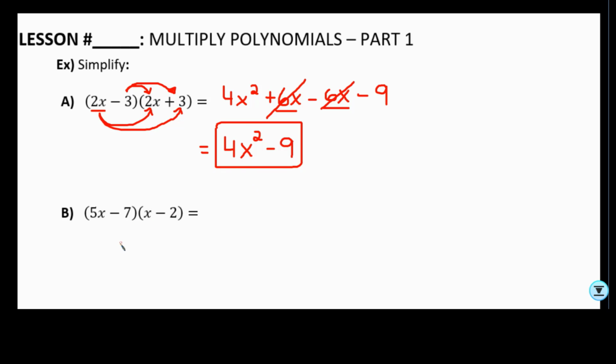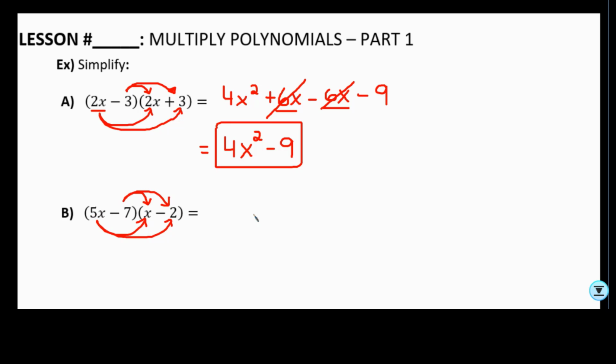Very well. Let's try the second example. Here, we're going to take the first term, and we're going to multiply by each term on the second parenthesis. And we'll do the same with the second term. We're going to multiply by each term inside the second parenthesis.